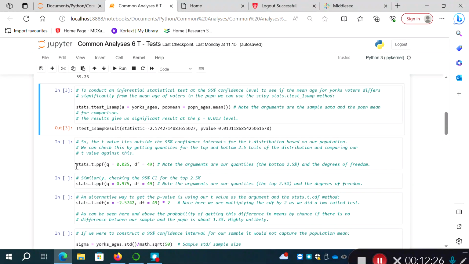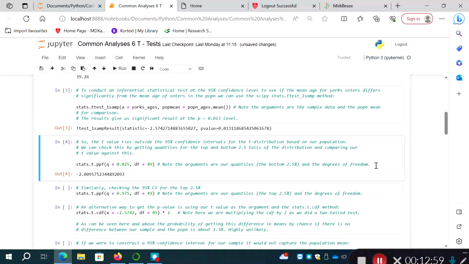this method called stats.t.ppf, which stands for percentage point function, and I've passed it a couple of arguments. The arguments are q, which are the quantiles, and I've specified 0.025, so that's the lowest 2.5% of values. And I've also passed the degrees of freedom. So for our sample, in this case, degrees of freedom of 49, we generate 50 samples for our Yorkshire sample group. And if we do that, what we see is we've got this lower value for the t-value.